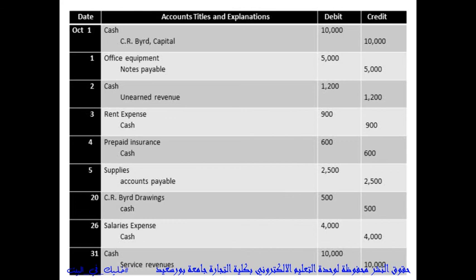Transaction 6, supplies will be debit and accounts payable will be credit for $2,500. Transaction 7, the drawing will be debit and cash will be credit for $500. Transaction 8, salaries expense will be debit and cash will be credit for $4,000. The last transaction, the cash is debit and service revenues will be credit for $10,000.